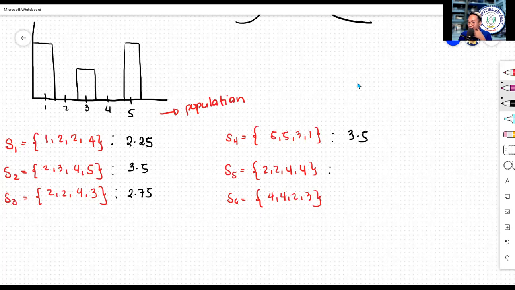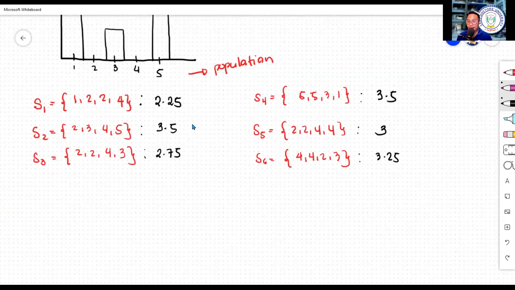Next, 8 plus 2 is 10, 12. 12 divided by 4, 3. And then 4 plus 4 plus 2 plus 3 divided by 4, that's 3.25. Okay. Now I'm going to plot these means from your samples. The first 3 samples are coming from me, and the second 3 samples are coming from you, respectively, Amos, Richard, and Jared. So let's try to plot this doing a bar graph.